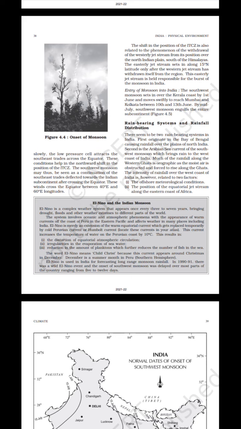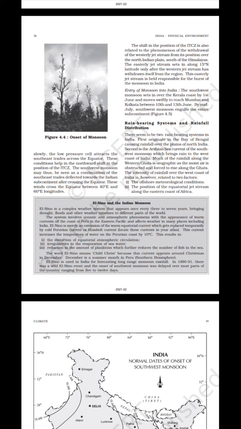The shift in the position of the ITCZ is also related to the phenomenon of the withdrawal of the westerly jet stream from its position over the North Indian plain south of the Himalayas. The easterly jet stream sets in along 15 degrees north latitude only after the western jet stream has withdrawn itself from the region. This easterly jet stream is held responsible for the burst of the monsoon in India.